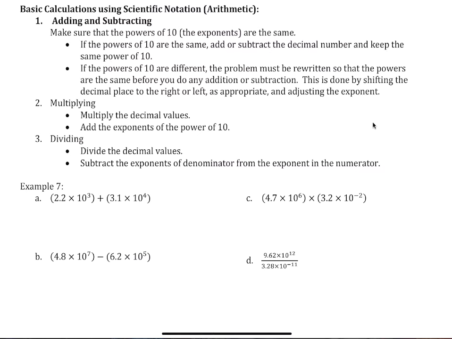So I find it best to find the smaller exponent and then to convert the other one into a smaller exponent by moving however many times to the right to get that difference. So let me show you what I'm talking about.